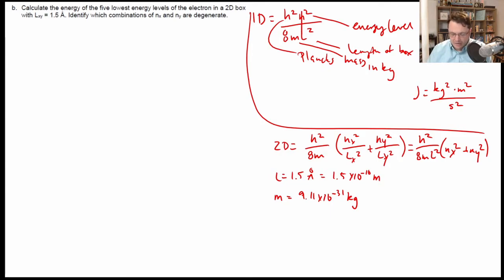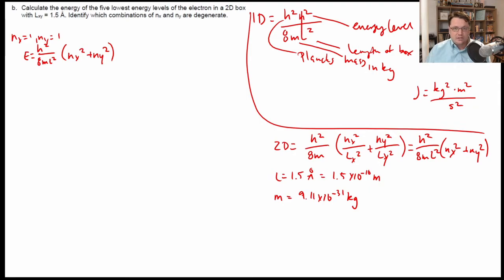So the first thing to do is calculate all the different energy levels. If we look at the nx equals 1 and ny equals 1 energy level, all we would do to calculate the energy is use our equation here: h squared over 8mL squared times nx squared plus ny squared. You could do that right there.